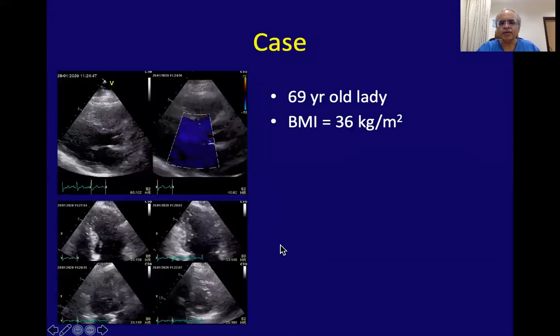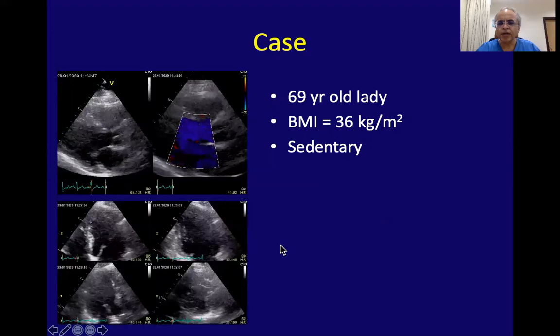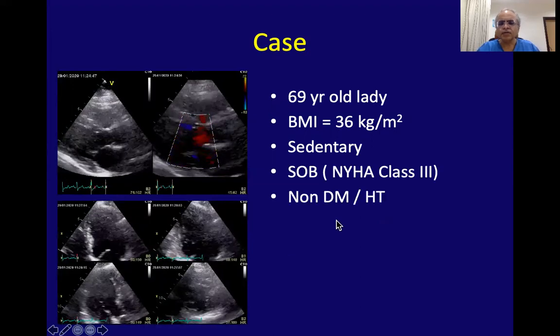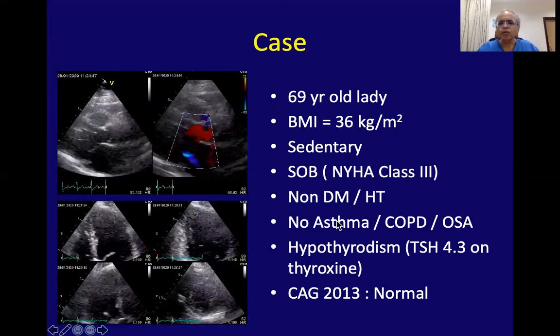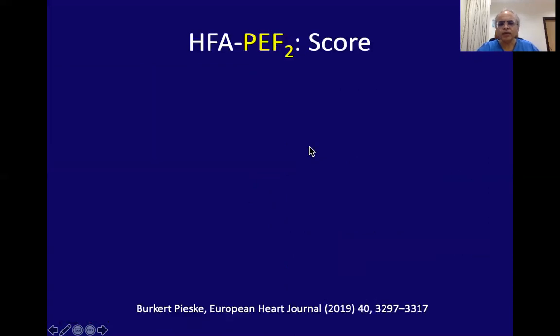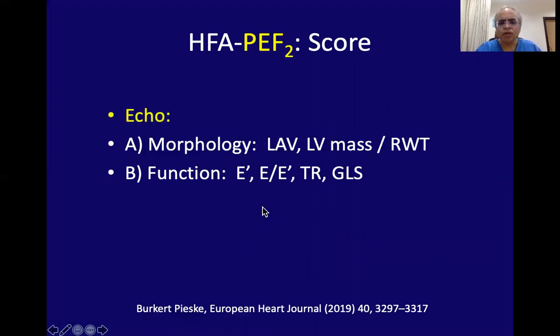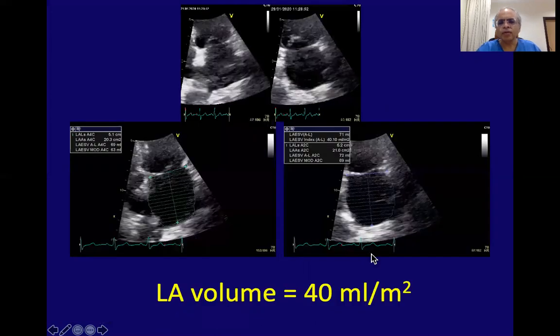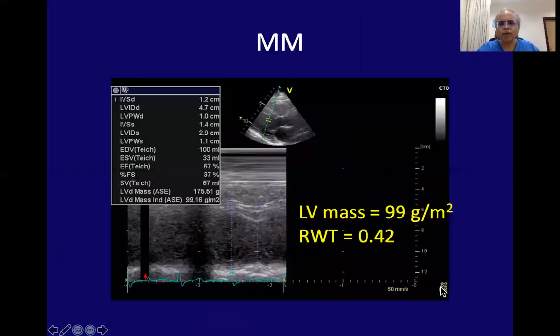Let us look at a case of a 69-year-old lady, sedentary, with significant shortness of breath, and we want to rule out HFpEF in her case. So let us use the ESC HFA-PEFF score, which is a scoring system based on the echo morphology of LA volume, LV mass, the function E prime, E by E prime, TR and GLS, and also the BNP values. So we look at our patient and her LA volume is 40 ml, we get 2 score.